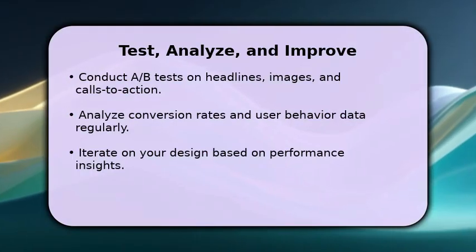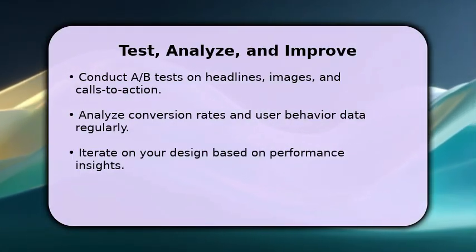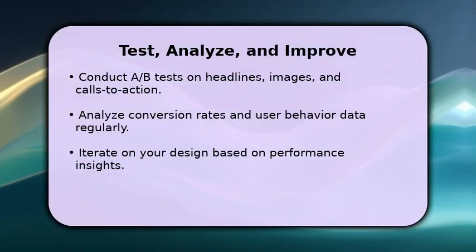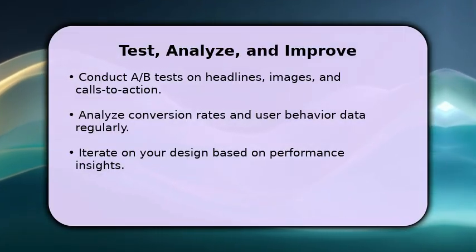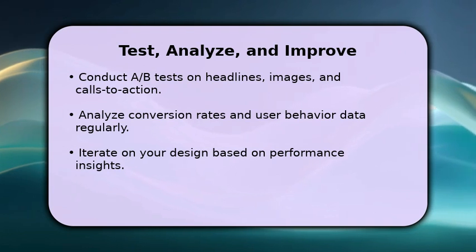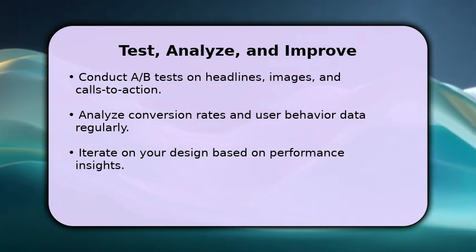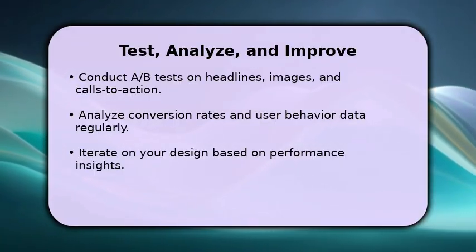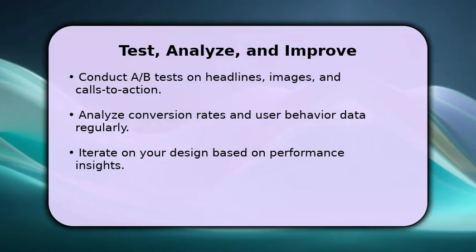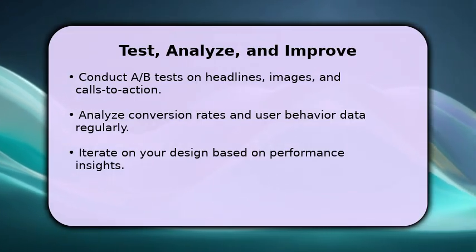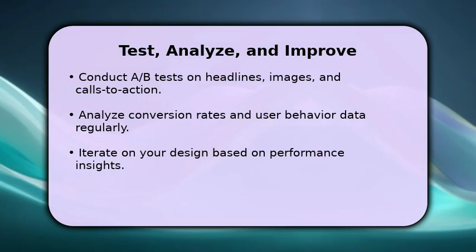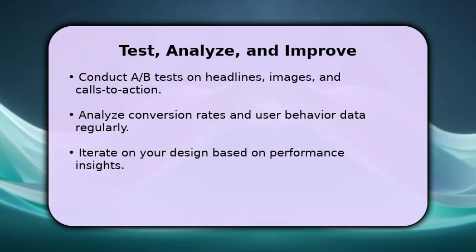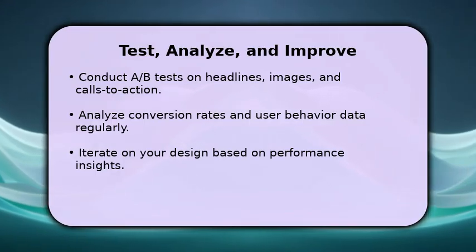The journey to a perfect landing page involves continuous testing and iteration. Implement A/B testing for different elements like headlines, images, and call-to-action buttons to see what performs best. Regularly analyze your conversion rates and user behavior data to identify areas for improvement. Based on these insights, make informed adjustments to your page design and copy. This ongoing refinement process ensures your landing page consistently generates high-quality leads over time.